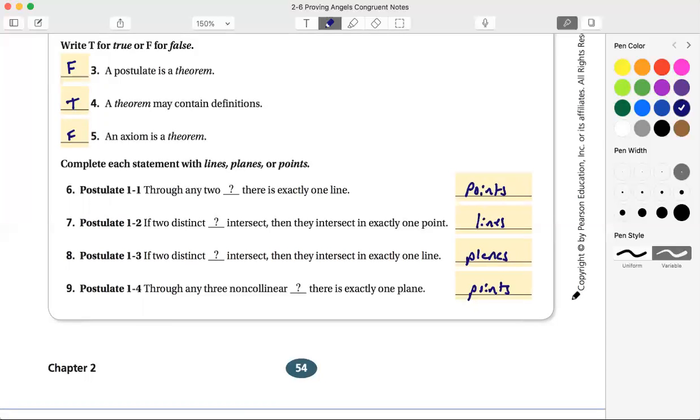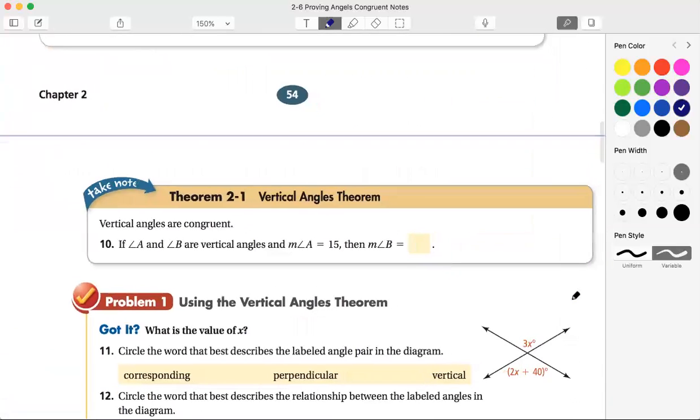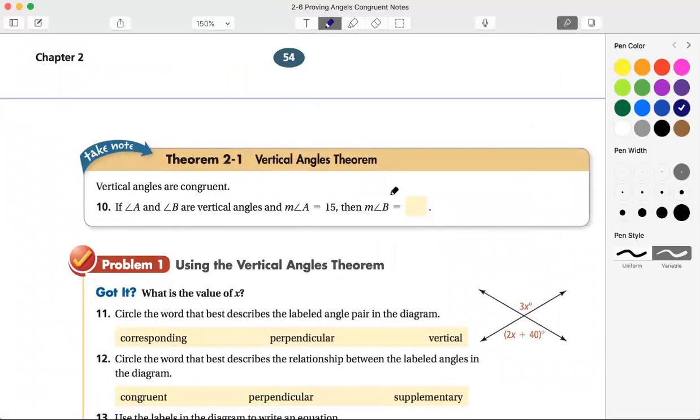Okay. So we have another theorem here, theorem 2.1. This is our first theorem, vertical angles theorem. Vertical angles are congruent. So if angle A and angle B are vertical angles, and measure of angle A is 15 degrees, then measure of angle B is also 15 degrees.